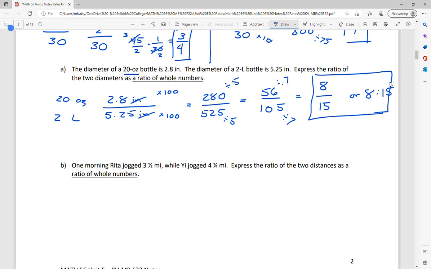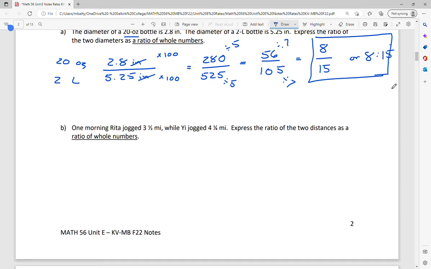So the last one is written as fractions. You can write those fraction-wise, or you can do it decimal-wise. In the answer key, I did it the fraction way and the decimal way. I'm going to go ahead and do this the decimal way because I feel like that's probably the preferred way. So we've got Rita and Yi, right? They're jogging. We've got 3.5 for Rita and 4.25 for Yi. Oh, sorry, and they're both in miles. I always drop that one.